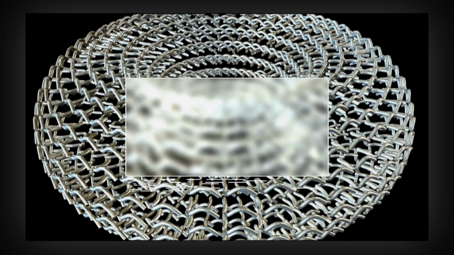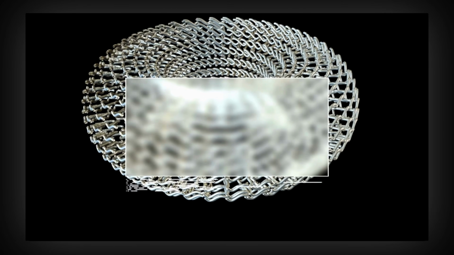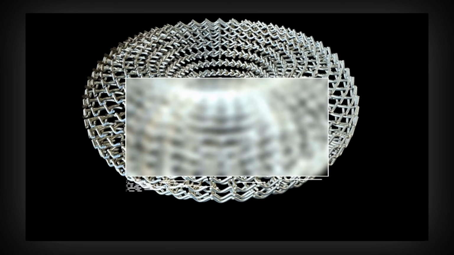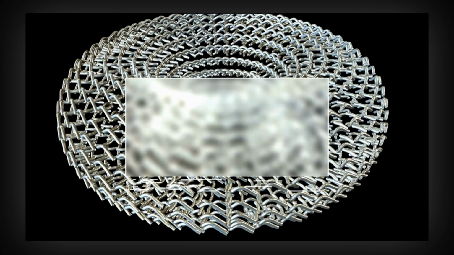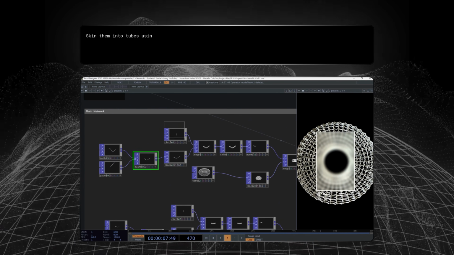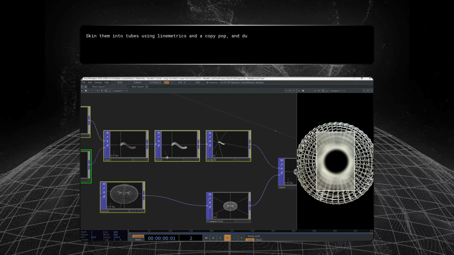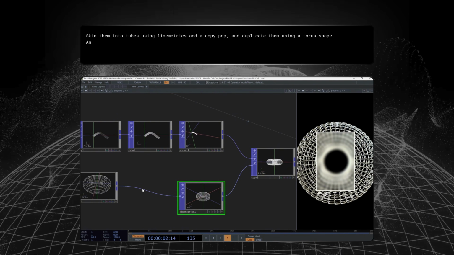In this tutorial, we will learn how to create a metallic coil using POPs family. First, we generate animated paths using Pattern and Mathmix POPs. Skin them into tubes using line metrics and a copy pop, and duplicate them using a torus shape.